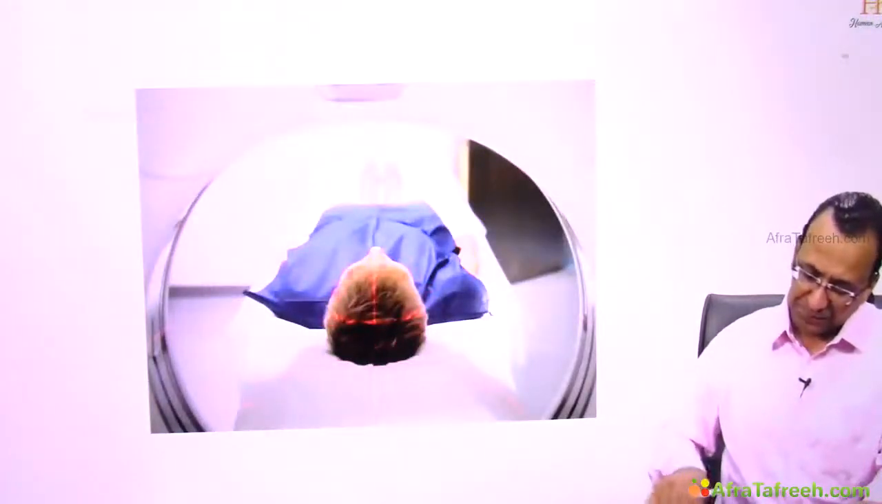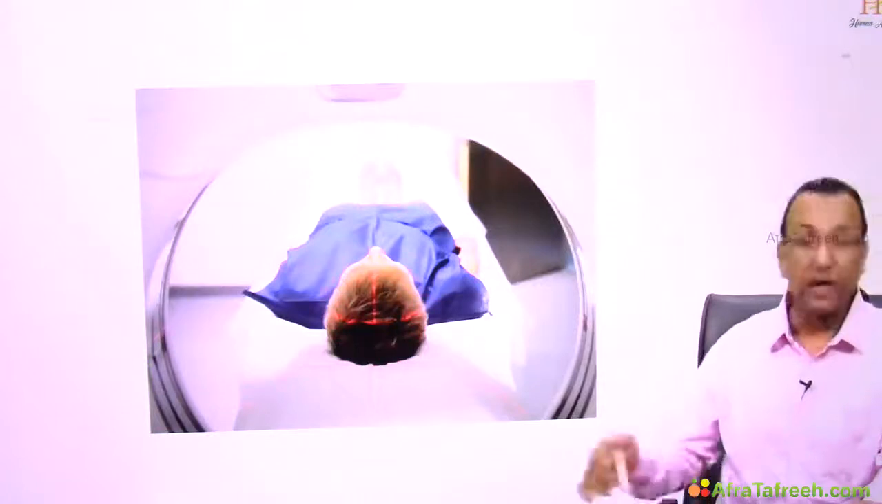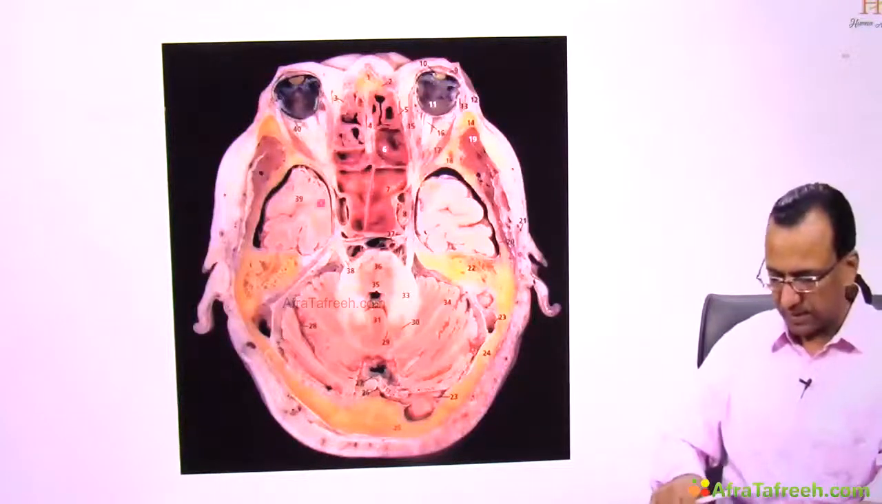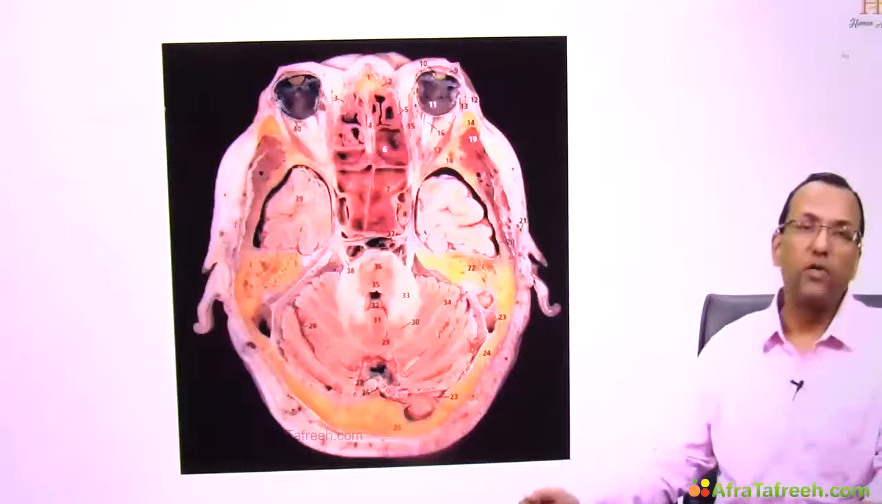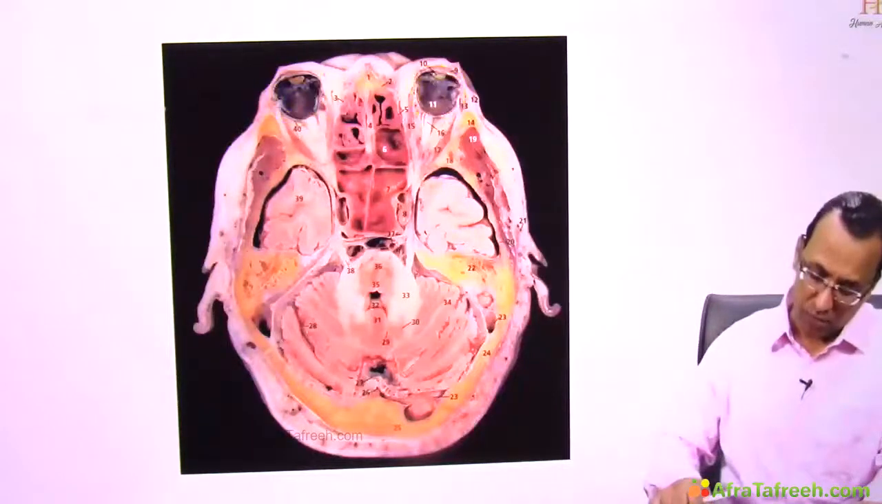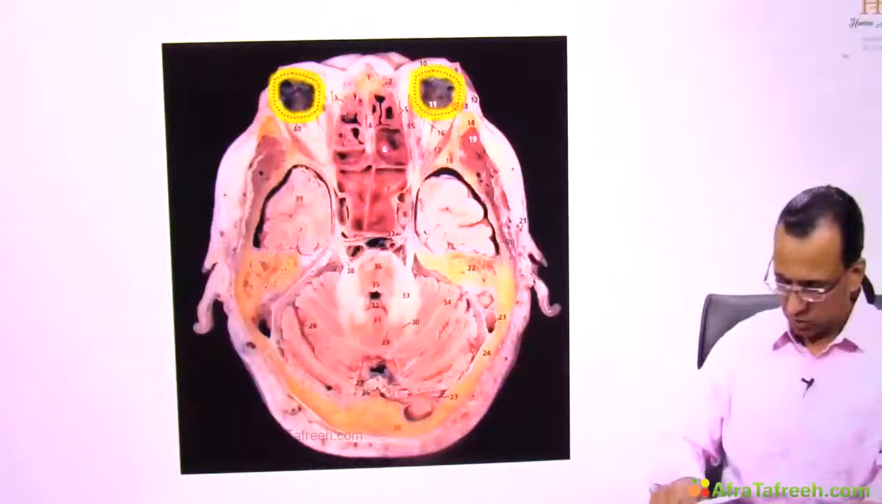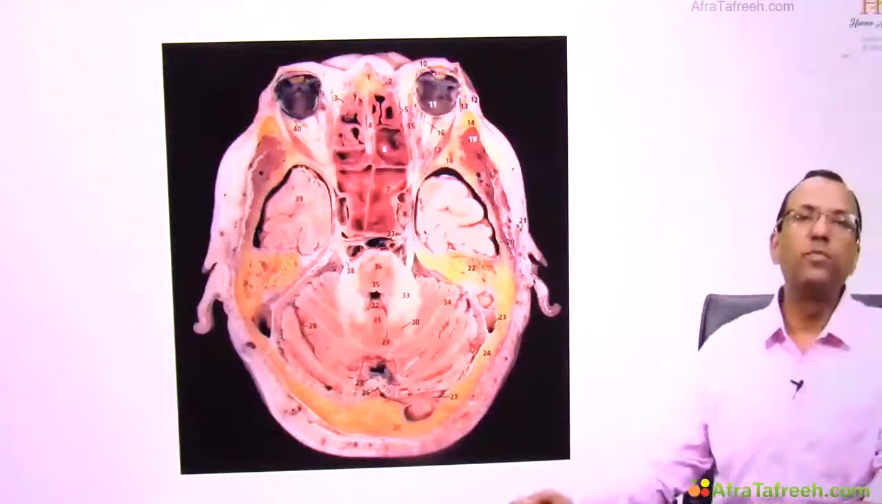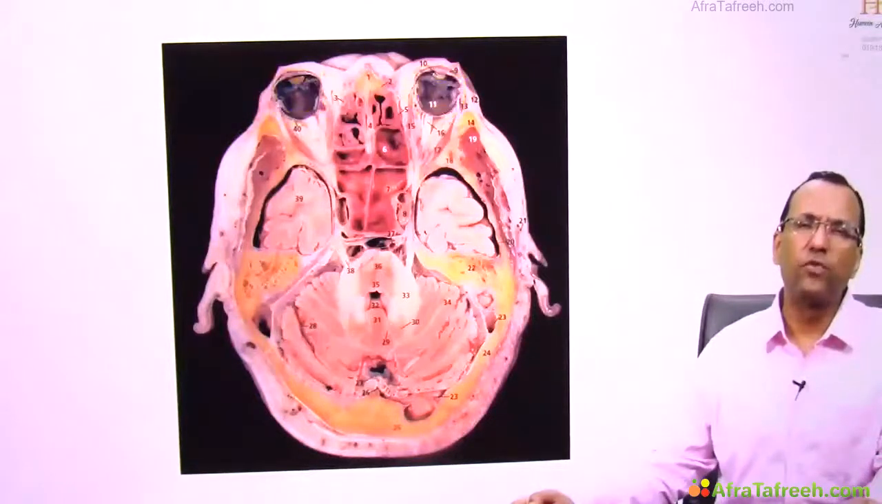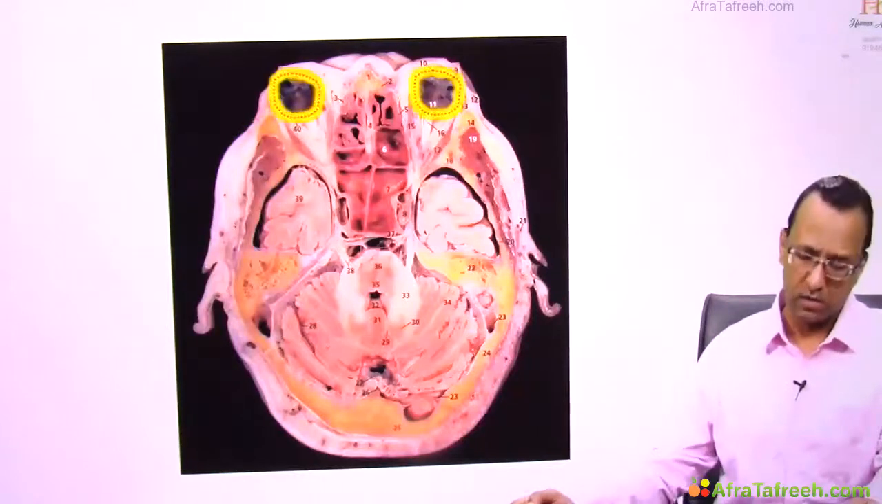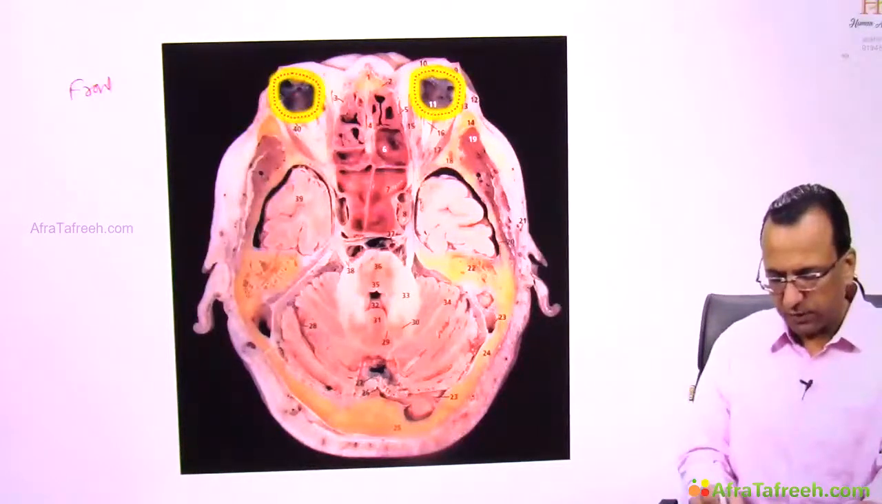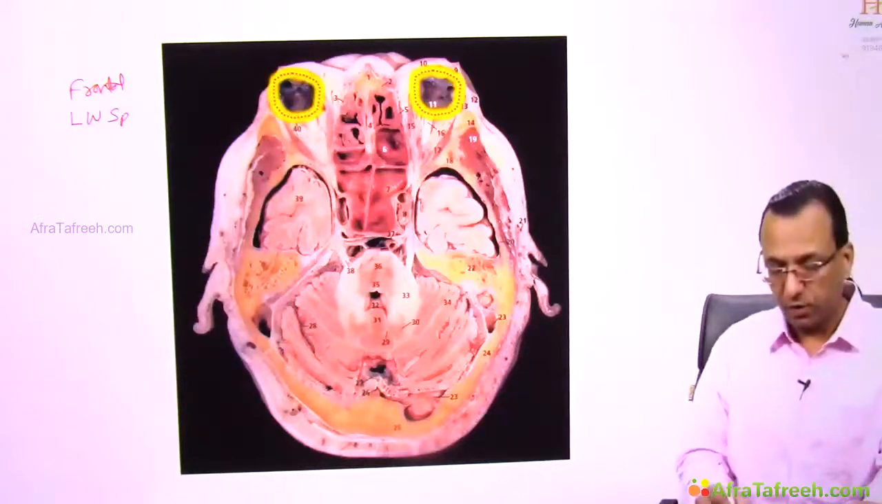When you look at the superior view of the head in a transverse section, we can see some of the brain structures and also a view of the eyeball. But how can I see the eyeball? I must have removed some bones. Which bones have you removed from the roof of the orbit? There are two bones: the frontal bone and the lesser wing of the sphenoid. They are the roof of the orbit.